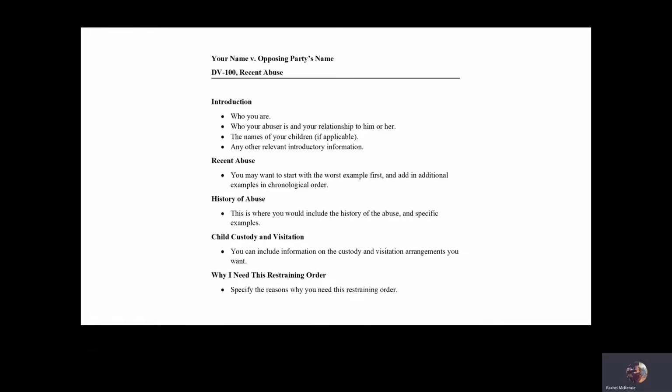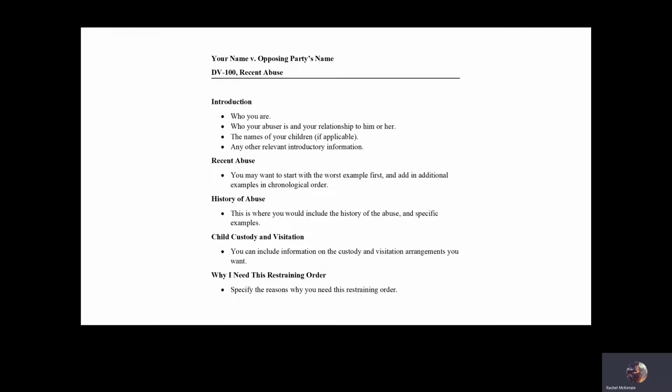Then you can write, if this has been an ongoing situation, about the history of it. This person often calls me horrible names in front of the children, or perhaps this person has sold my car and won't let me leave the house and won't let me drive the children anywhere. Or perhaps this person made me lose my job for these reasons. Those are all things you would want to consider telling the judge.